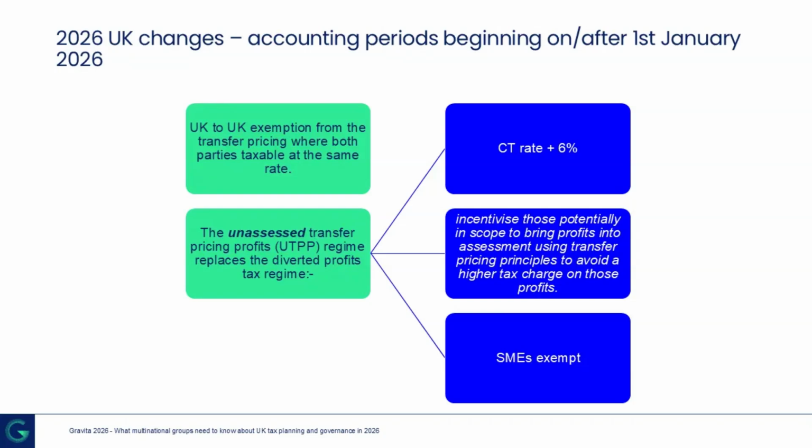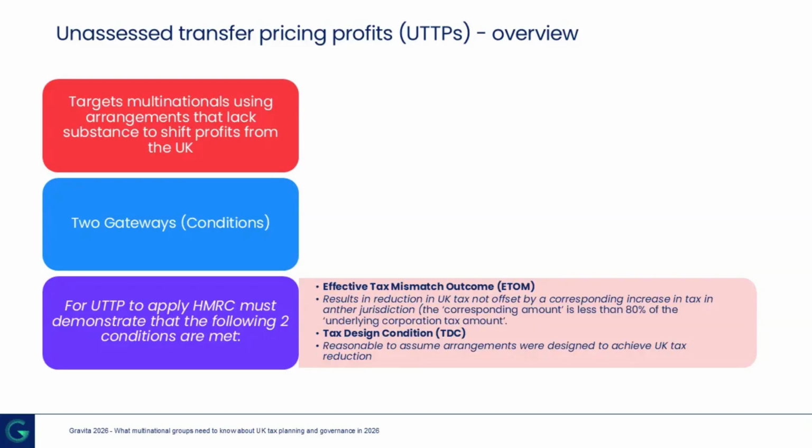Another change that's come in for 2026, for accounting periods beginning, is a UK to UK exemption from transfer pricing. That only applies where the two parties involved in the transaction are at the same rate, so for example both at 25%. And this is welcome news. I'm old enough and have enough wrinkles to remember when they were forced to bring in UK to UK transfer pricing regulations because it would seem to be discriminatory not to do so. But the yield was really next to nothing. And if I'm honest, I've never in my entire career seen a transfer pricing inquiry based solely on UK to UK transfer pricing. So that's good news.